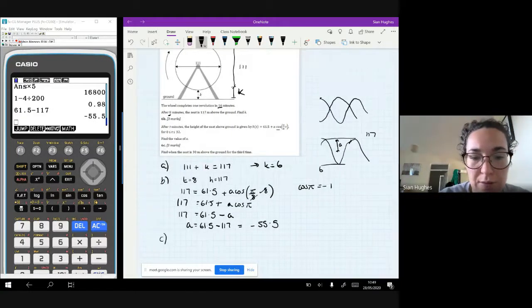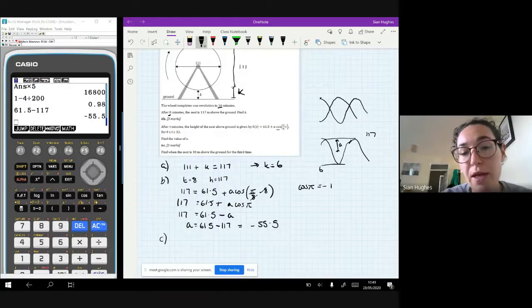Right, part C. A lot of people got 1 or 2 out of 3, but not quite the full marks. The main issue here was in getting the correct time it hit 30 meters. So the question says, find when the seat is 30 meters above the ground for the 3rd time. So we can take our equation and set it equal to 30.